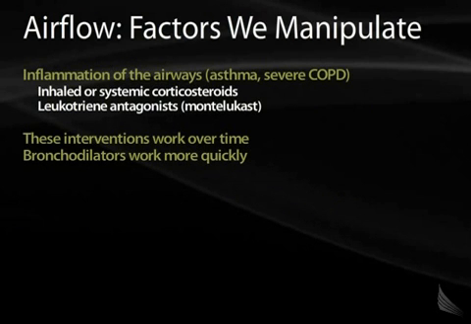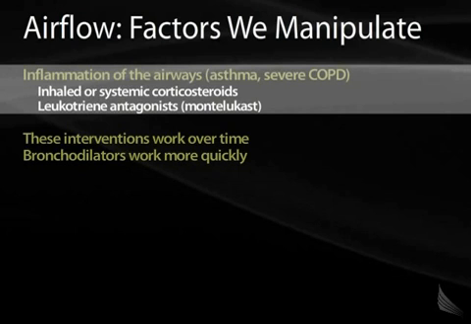Another big problem in obstructive diseases such as asthma or COPD is inflammation. Because there's inflammatory cells, because there's inflammatory cytokines, we see swelling of the airways. So some of our pharmacologic agents specifically want to address this inflammation. We'll give inhaled or oral systemic corticosteroids. We can also give leukotriene antagonists such as montelukast or Singulair.